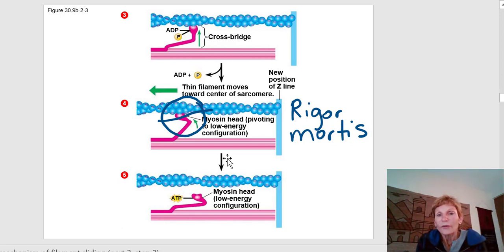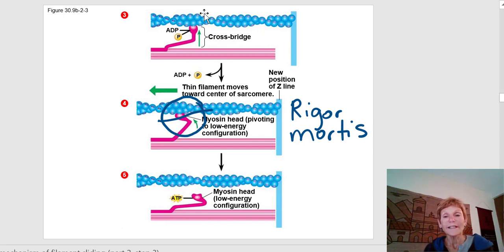We don't do that though. So there must be something else that controls this whole contraction, because we always have ATP. So as long as myosin is able to grab onto actin, you should always have contraction and then relaxation and then contraction. But we don't.